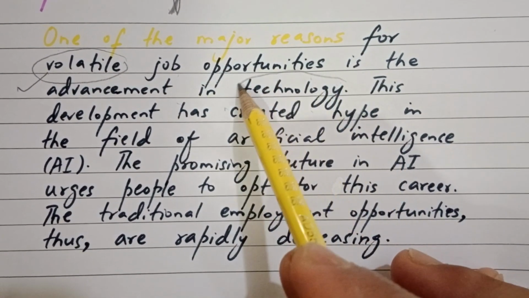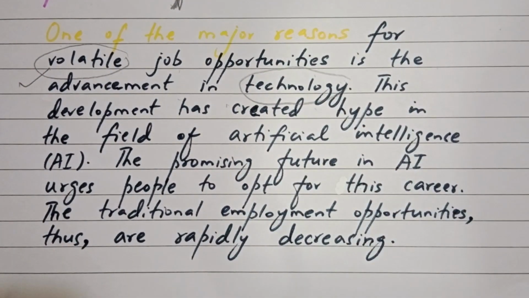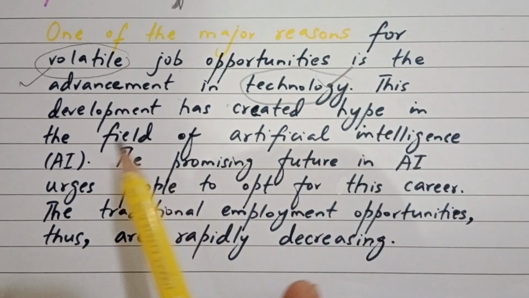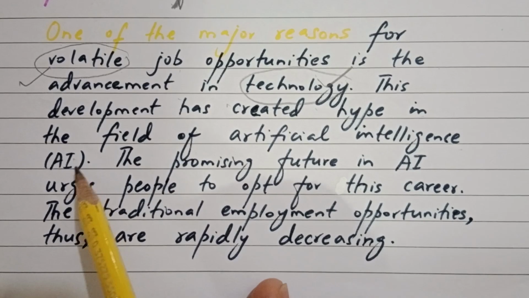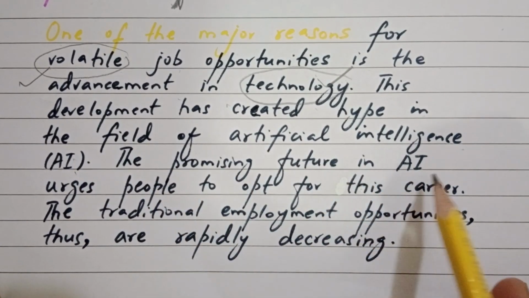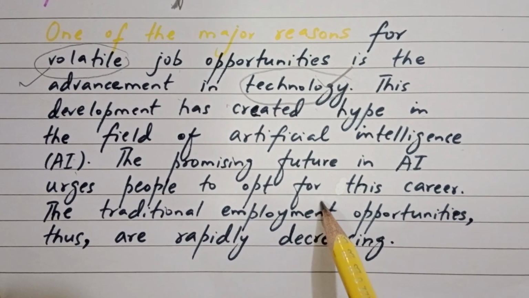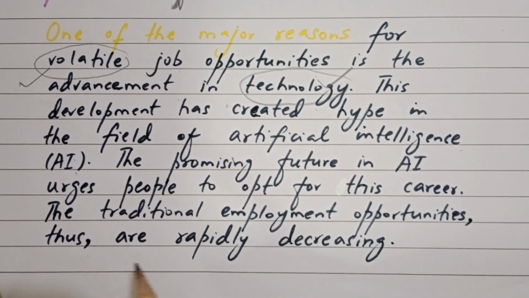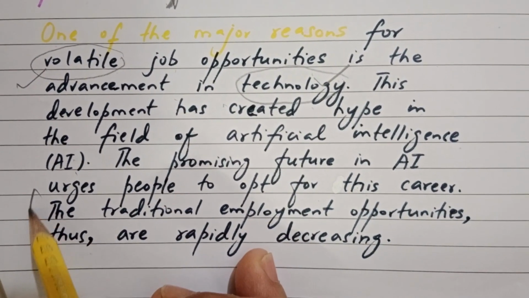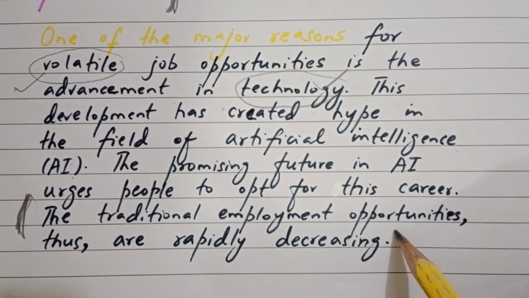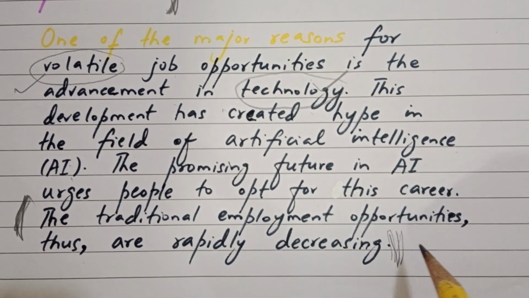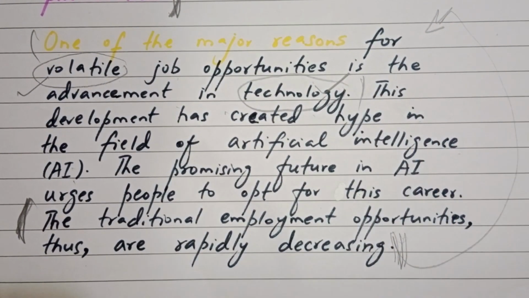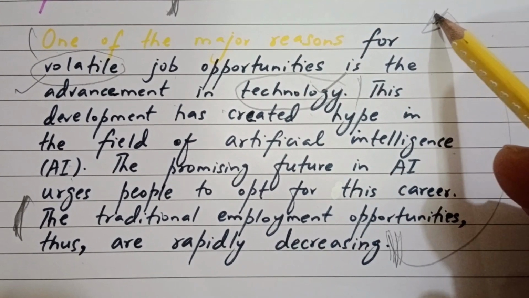So I've mentioned the major cause behind this shift is the technology. This development has created hype in the field of artificial intelligence, AI. The promising future in AI urges people to opt for this career. The traditional employment opportunities thus are rapidly decreasing. Now see, this is the concluding sentence of the paragraph that supports the starting sentence of the paragraph. This is how the paragraph is written.